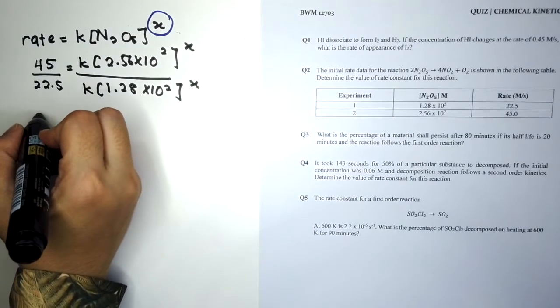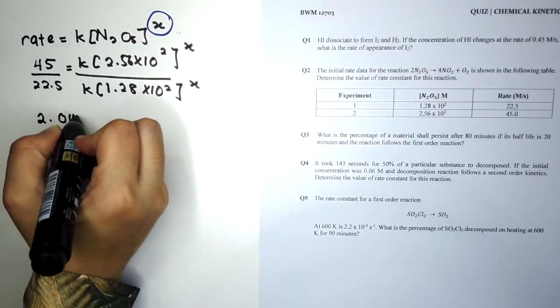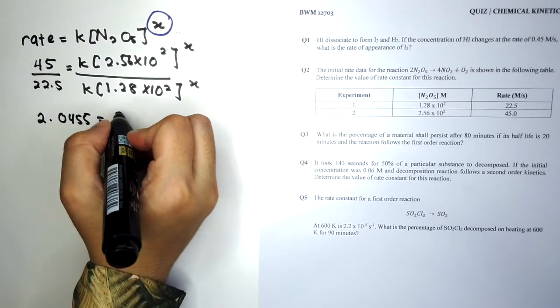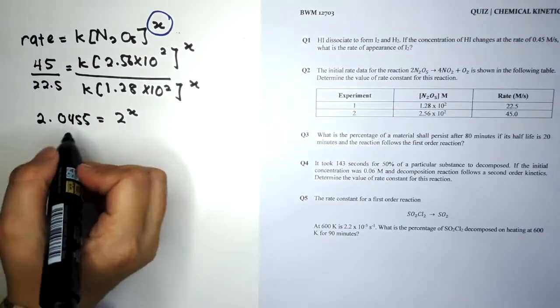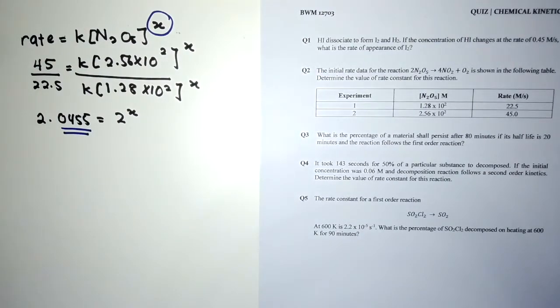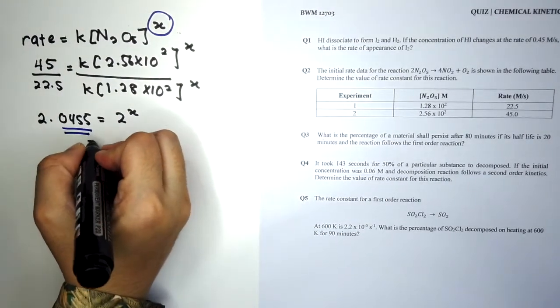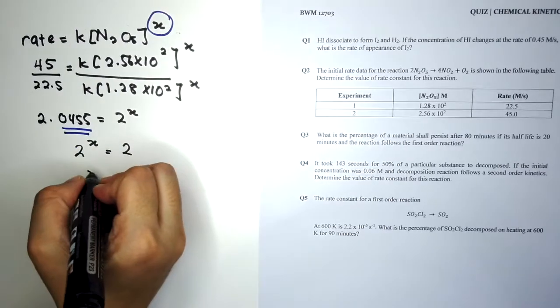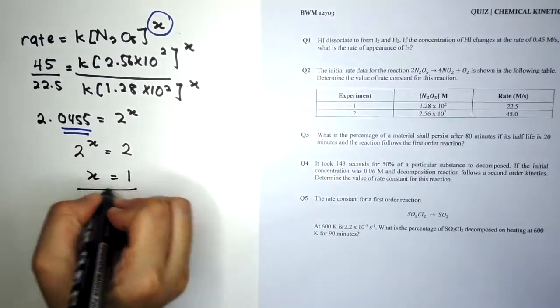You should get 2.0455 is equivalent to 2 to the power of X. So we are just going to round out this number. So 2 to the power of X is equivalent to 2, so your X is equivalent to 1.